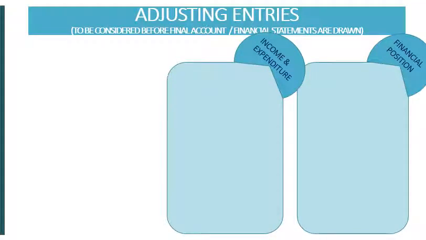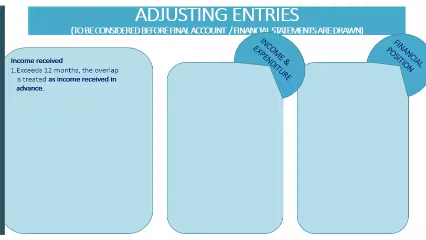Before we can conclude the income and expenditure account, let us look at the following adjusting entries which must be considered before finalizing the account in order to draft the financial statements. For the NPOs, we have 2 financial statements, which are the income and expenditure and the financial position statement. The following are the adjusting entries.